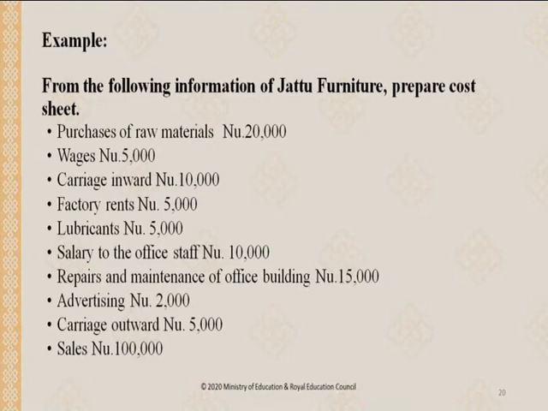From the following information of Jattu Furniture, prepare a cost sheet. The first item, purchase of raw materials, Nil 20,000; wages 5,000; carriage inward 10,000; factory rent 5,000; lubricants 5,000; salary to office staff 10,000; repairs and maintenance of office building 15,000; then we have advertising 2,000; carriage outward 5,000; and finally sales 100,000. So these are the transactions given to us in order to prepare the cost sheet.